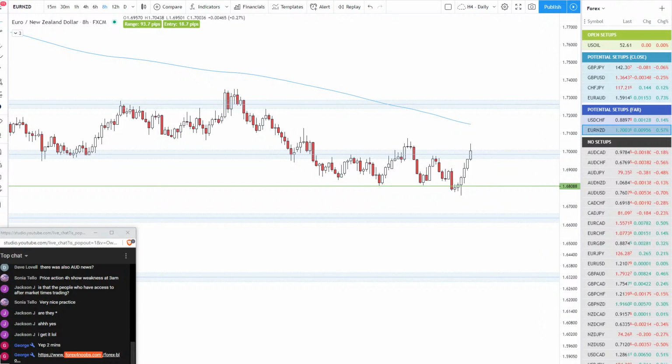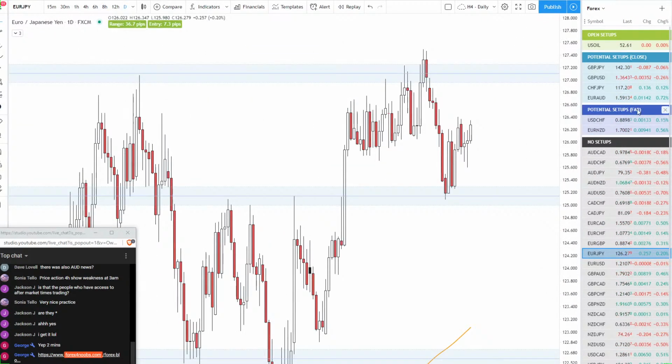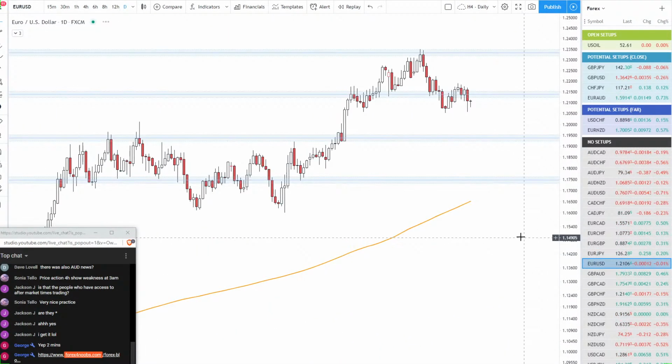So basically, we need it to stall out here on top of this area and push down to there. Stall out there, and that's where I would trade long. So it's a pretty long way from giving us a trade. So I'll just put that at the bottom of the potential setups far list. Far meaning they're far away from happening.